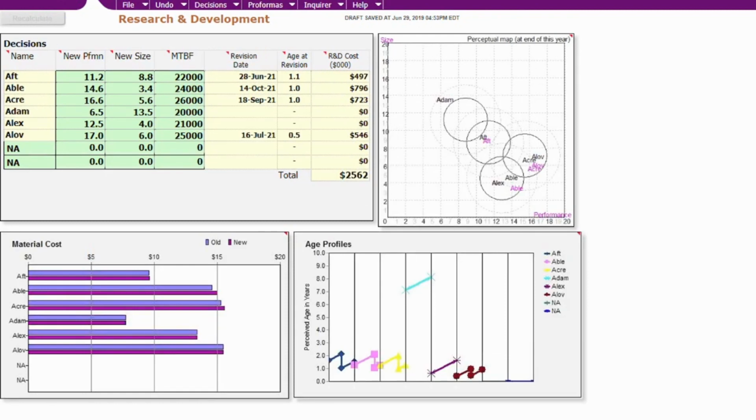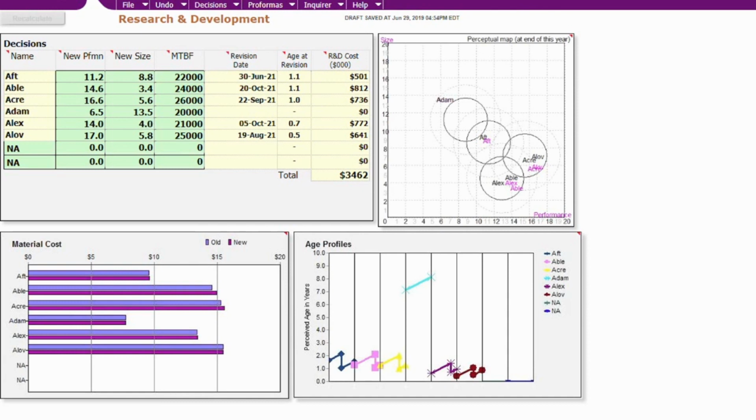For Olive, a product under the nano segment, we thought providing it with a performance of 17.0, size of 5.8, and maintain mean time before failure of 25,000 will make it advantageous. We are estimating to have a new design on the market by August 2021.